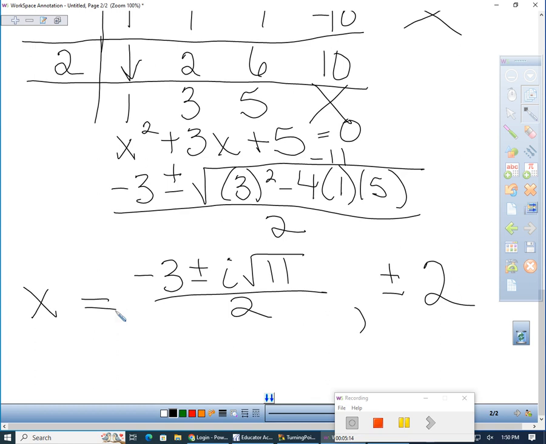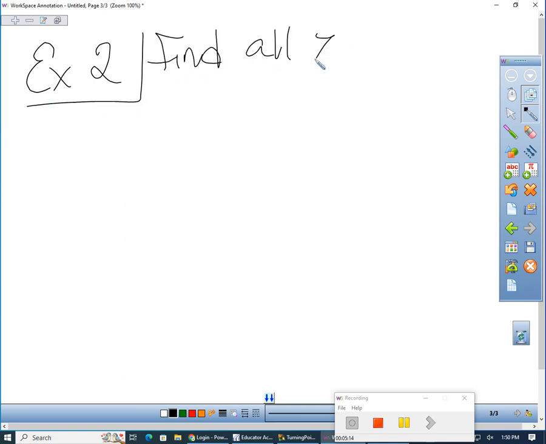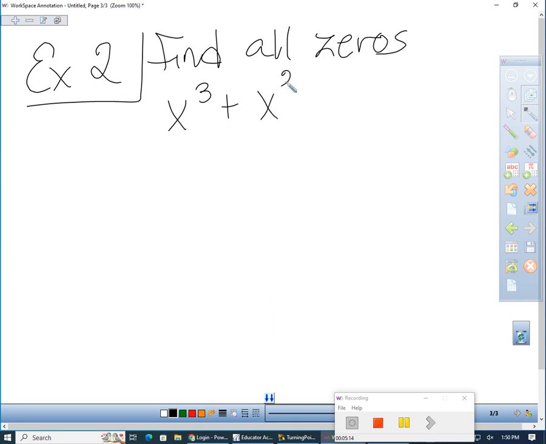All right. Here's example number 2. Example number 2, again, find all zeros. Oh, goodness. All right, let's go. I love you guys, really. X to the third plus x squared plus 4x plus 4 equals 0.